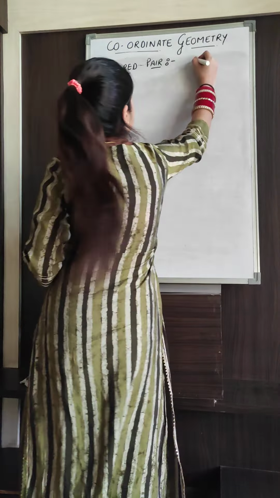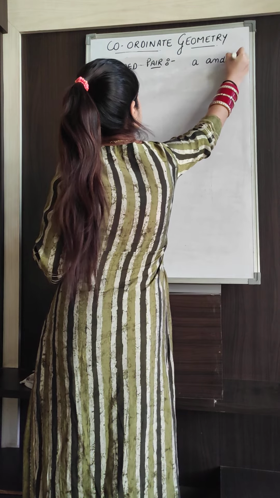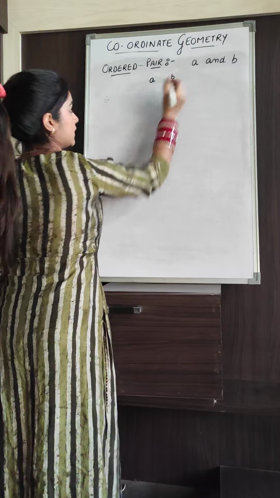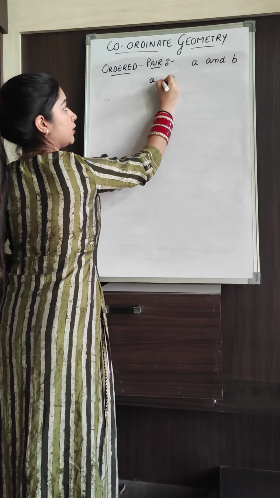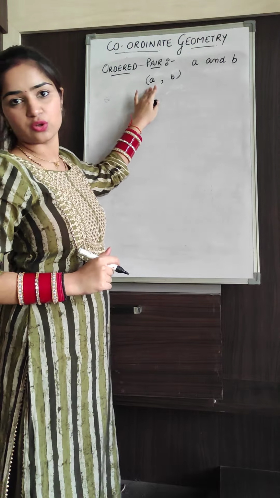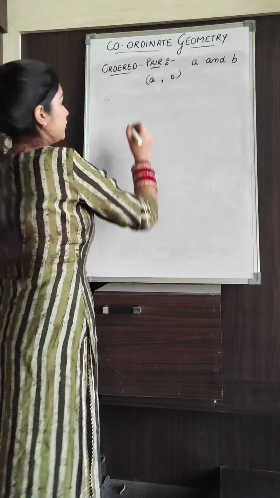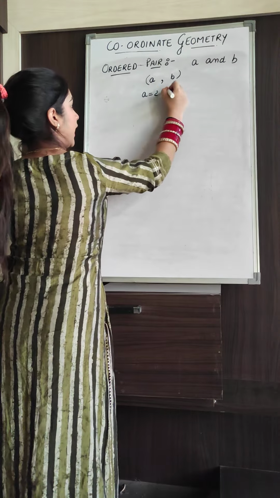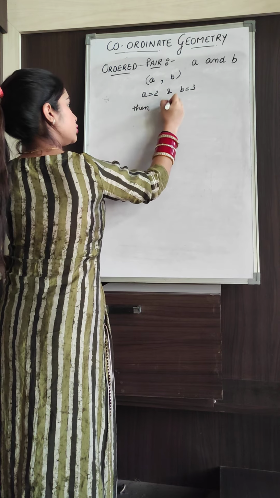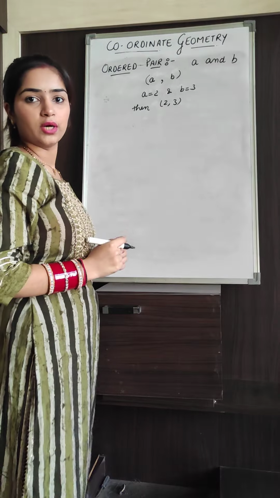Suppose we have two numbers A and B such that A is at first place and B is at second place. And these two numbers are separated by a comma and enclosed within an open bracket. This is the representation of an ordered pair. For example, if we take A equal to 2 and B equal to 3, then (2, 3) is our required ordered pair.